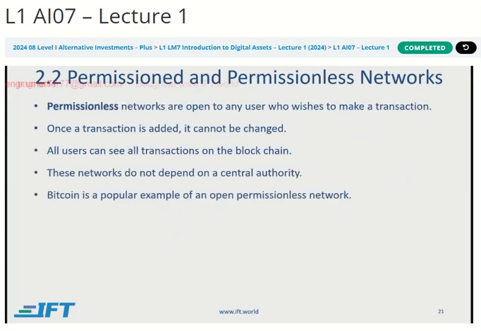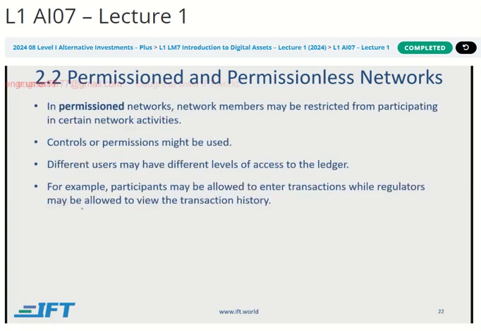So permissionless, anybody can come in, right? Everybody can see the transactions happening, no central authority, and Bitcoin is a popular example. This was actually the whole concept of Bitcoin, that it should be by the people, for the people. Permissioned is restricted. Not everybody can come in. There are controls. Not everybody has access to the ledgers, and even the authorities can be given access to view the transaction history.